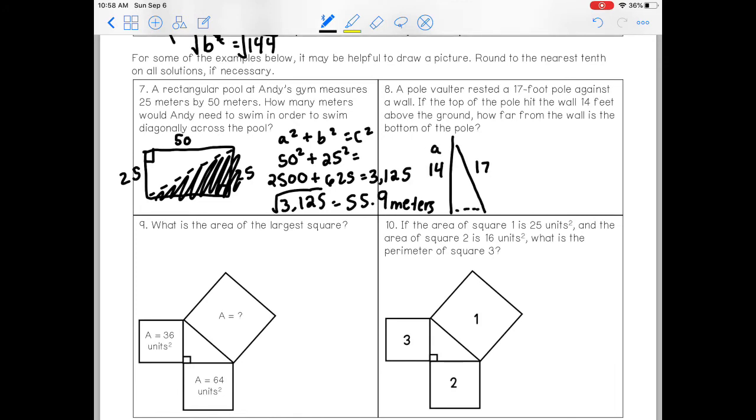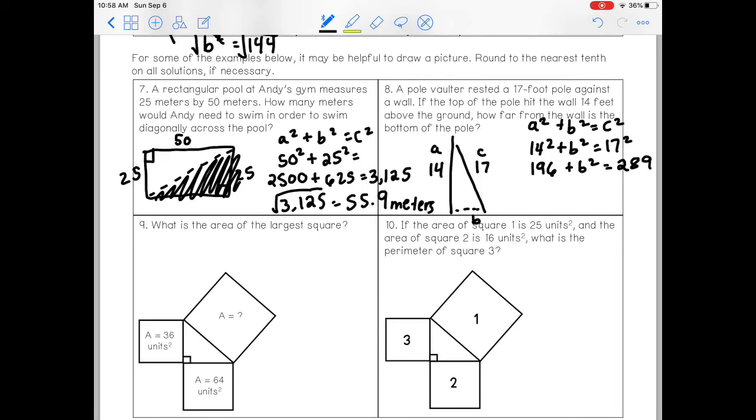So this is like A, this is like B, and this would be like C. So A squared plus B squared equals C squared. Well, A squared can be 14 squared plus B squared equals 17 squared. So 14 squared is 14 times 14, which is 196, plus B squared, that is the value we're looking for, equals 17 squared, which is 289.